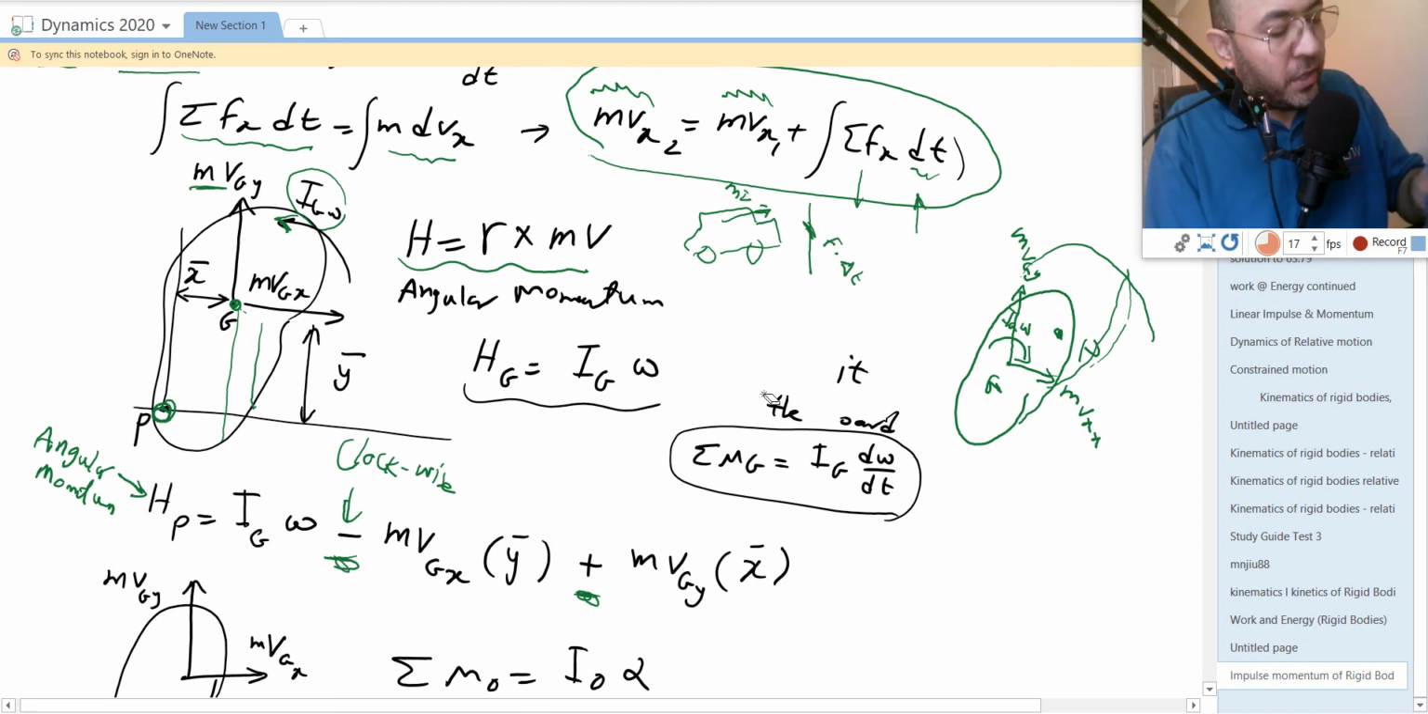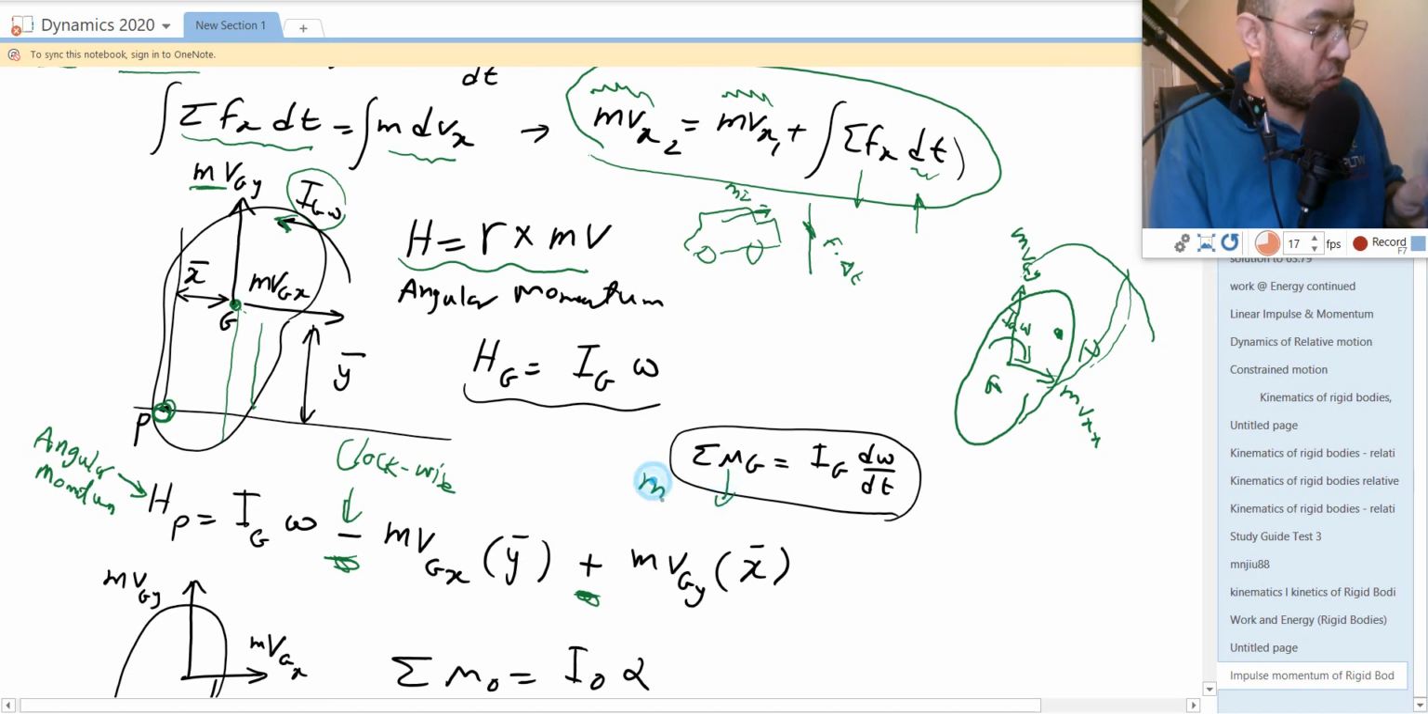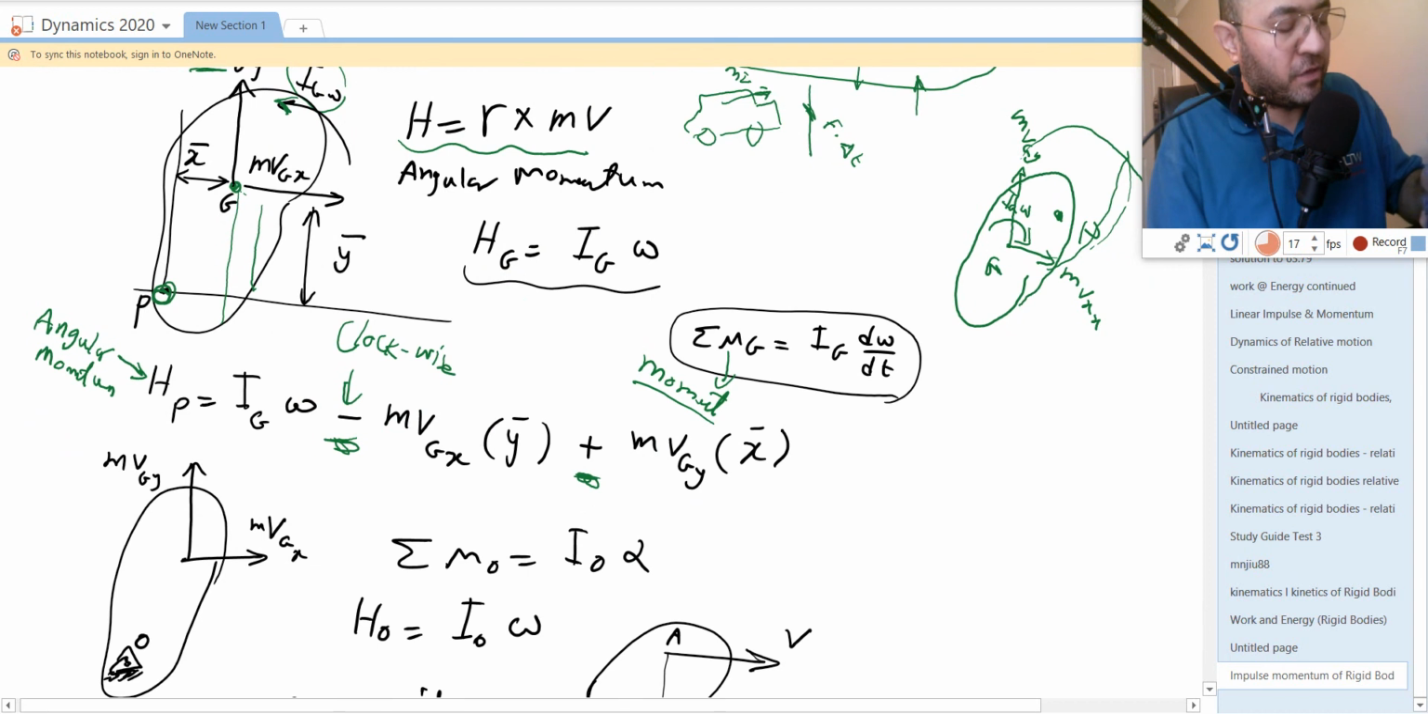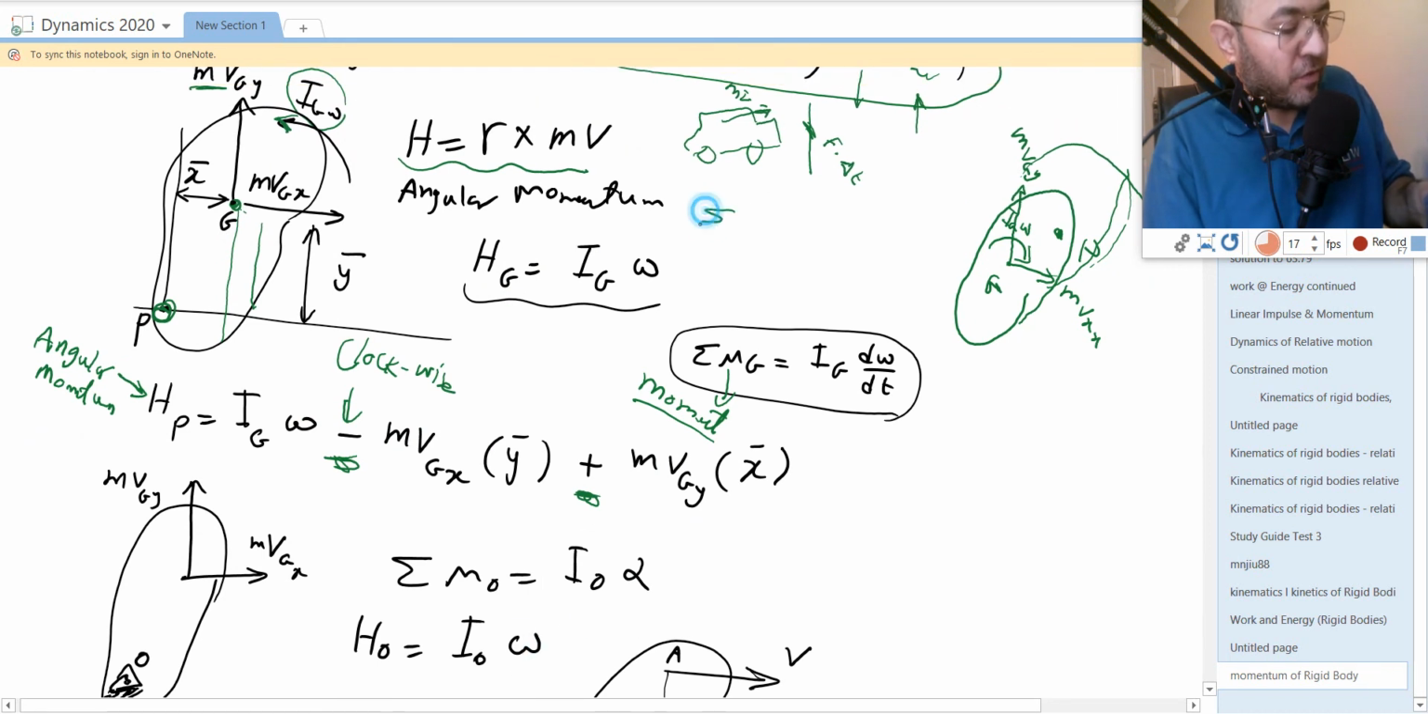In the equation we showed above about force, we can multiply that by r. That's what we did with the particle, and we ended up with the equation for angular momentum. But I want to show you the sum of moments. Moment is torque. The sum of moments about point G is Ig d omega over dt. How did I end up with this equation? If you remember from kinetics, the sum of MG is equal to Ig alpha, where the moment is about point G.